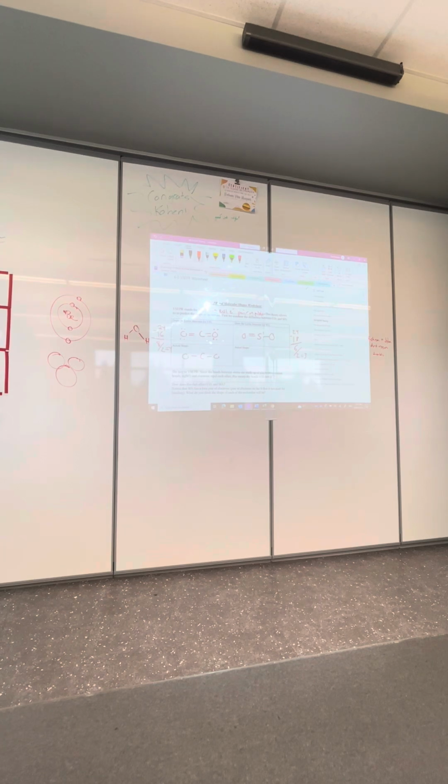So we have oxygen here with 2, 4, 6, 8. This oxygen only has 2, so we go 3, 4, 5, 6, 7, 8. And this sulfur has 2, 4, 6. We're going 7, 8, like so. And that would be the Lewis structure, SO2.